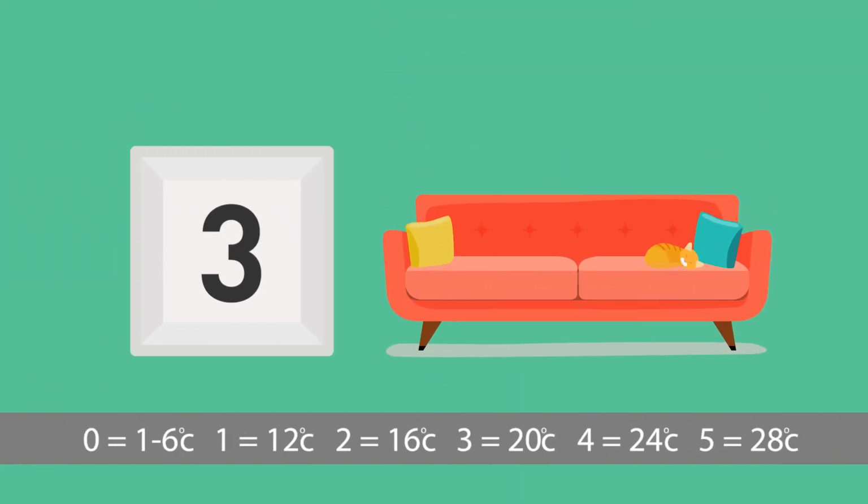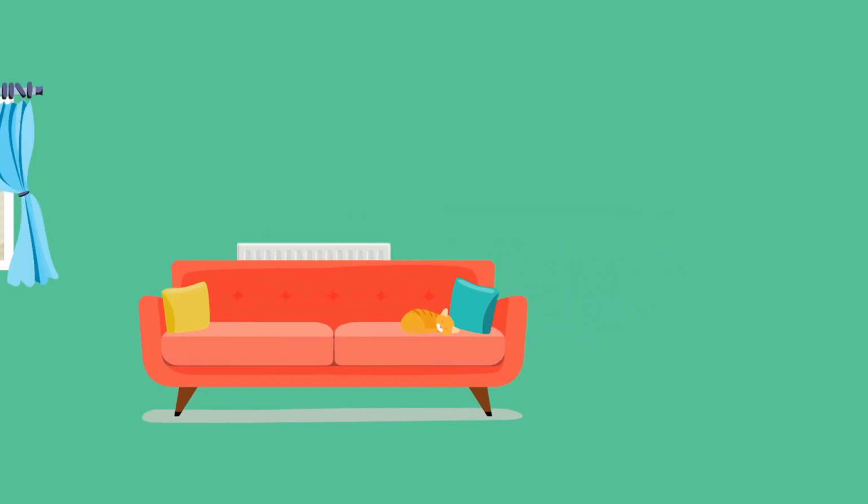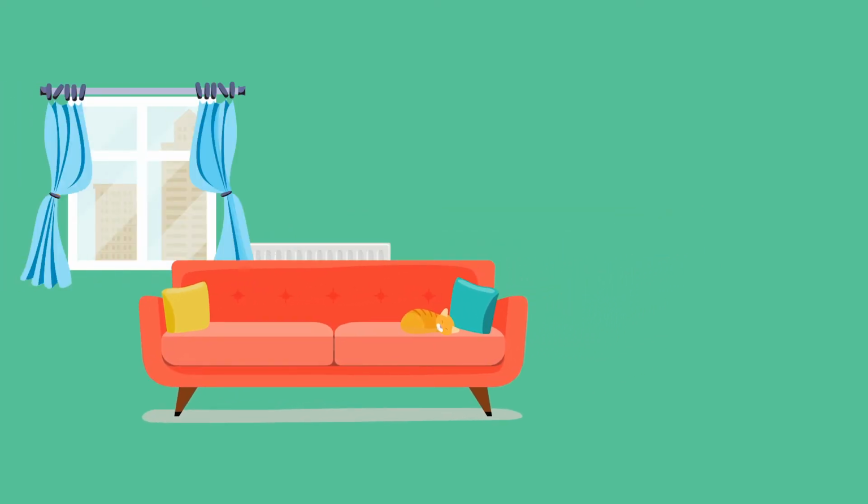Keeping radiators at number 3 in rooms you use often is a good place to start, and lower in rooms you don't use. Also remember, don't block your radiators with furniture or curtains. This will stop the heating circulating properly.